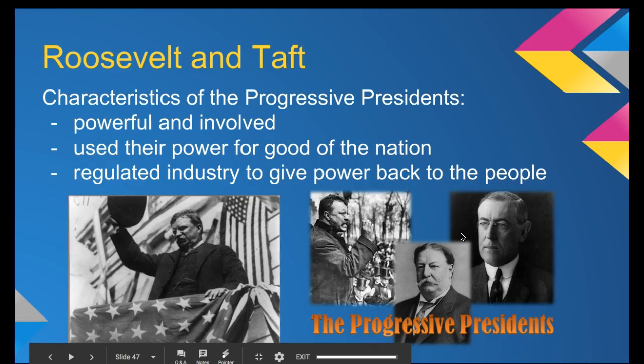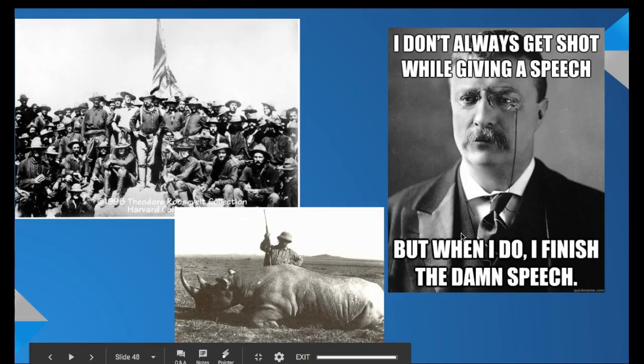You'll remember that the Gilded Age presidents were laid back and hands-off, and really didn't use their power. The progressive presidents were powerful and involved in the government. They used their power for the good of the nation. And also, they began to regulate industry in order to give power back to the people. So there's going to be a transfer of power out of the hands of the wealthy elite, out of the hands of these businessmen, and back to the American people.